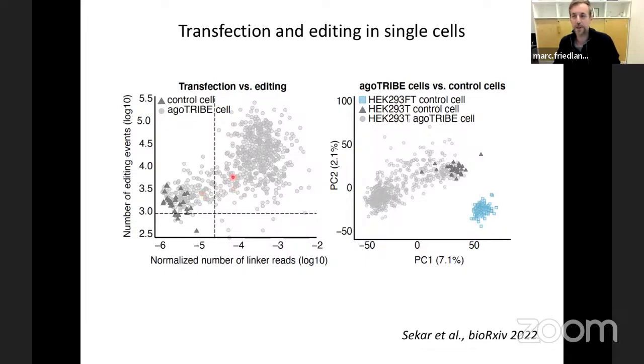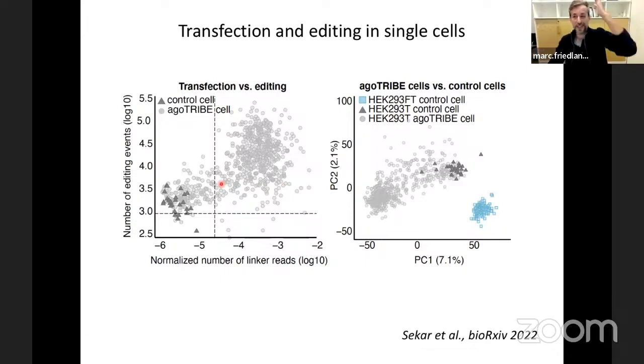And so basically what we can do here is to do a kind of computational gating, a bit like cell sorting, where we put some cutoffs here and we only consider the cells that have, for instance, more transfection or more editing than at a certain level. And in this way, we can avoid the problem of dealing with some cells that were not efficiently transfected.